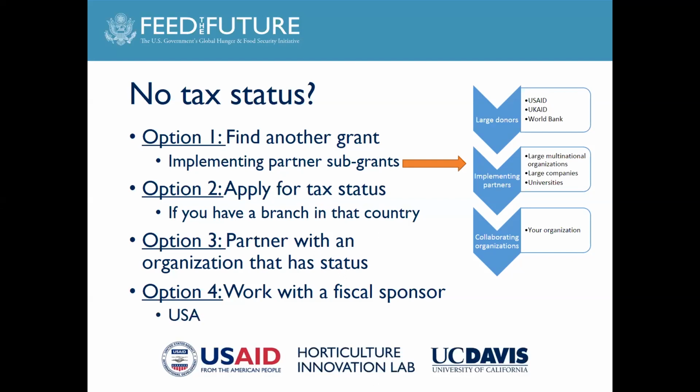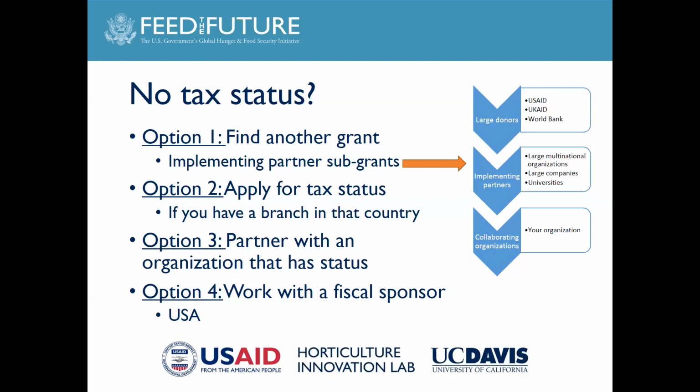So the first option is to simply find another grant. Those implementing partners from the large donors actually come in really handy here because they take care of that. They have the tax status, so you don't have to worry about it. Option 2 is to apply for tax status.